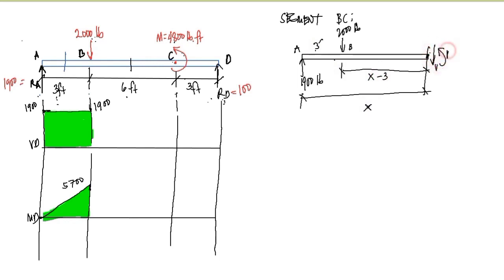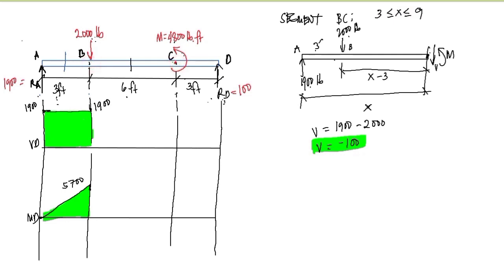and the moment. So for the shear, we have here 1,900 pounds upward, minus 2,000 pounds. And the shear is equal to negative 100 pounds. This equation is the equation for the shear for the segment BC. And the segment BC has the limit of 3 up to 9, since B is 3 meters from point A and C is 9 meters from point A.